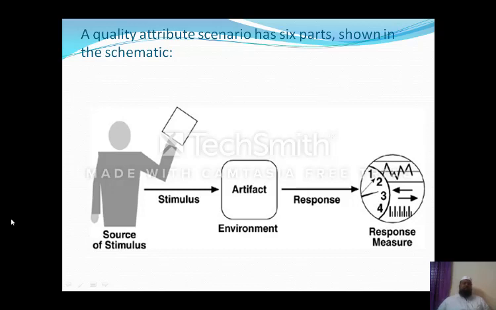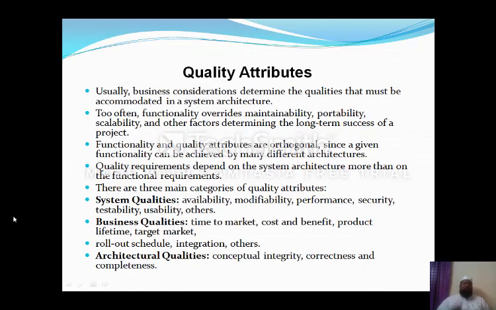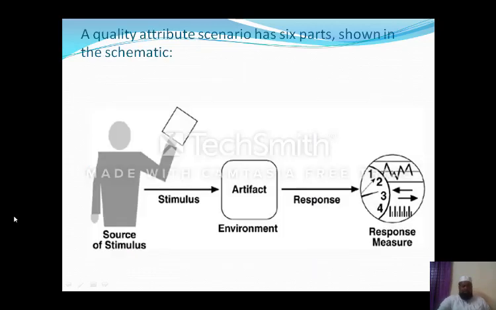If you see here, a quality attribute scenario has this form: source of stimulus from the customer, whatever we are going to get, the artifacts, then the environment in which we are trying to develop it, and the response. We are going to see the response measure in terms of all these attributes, that is availability, modifiability, performance, security, testability, usability, and others.